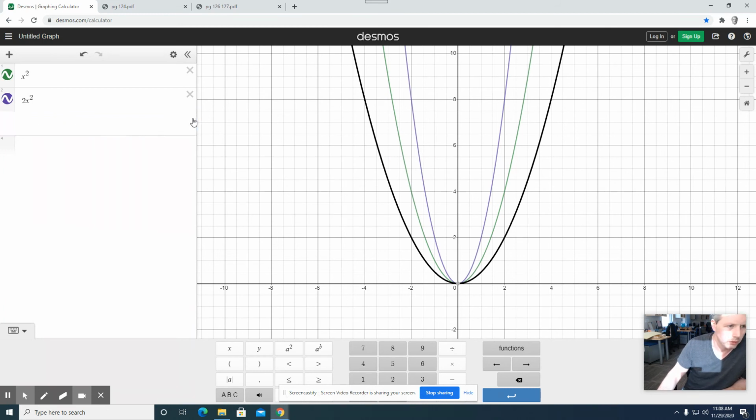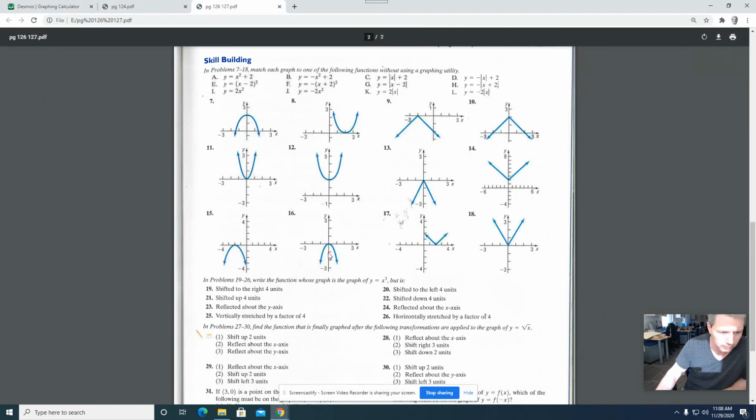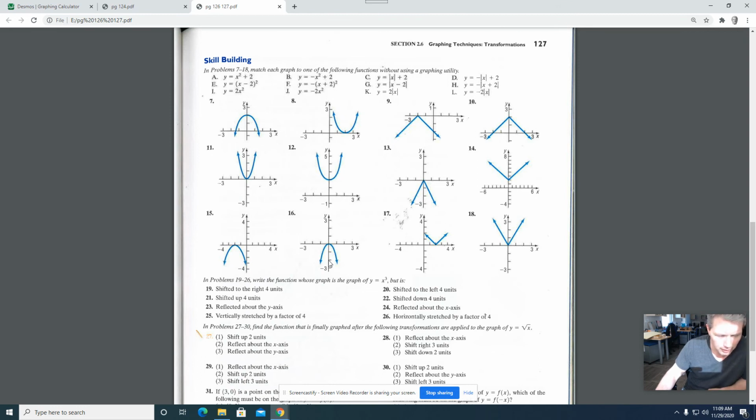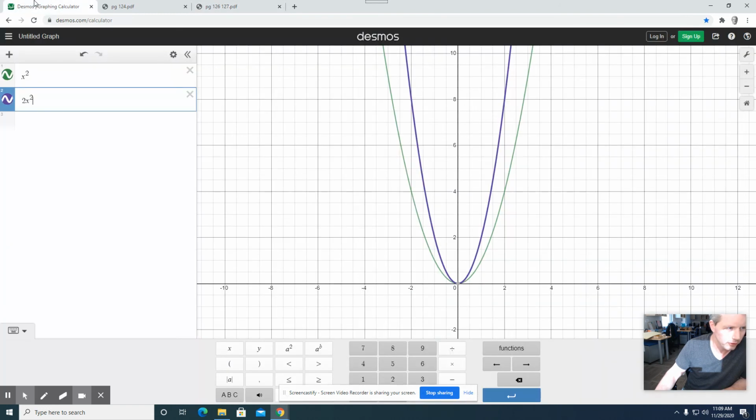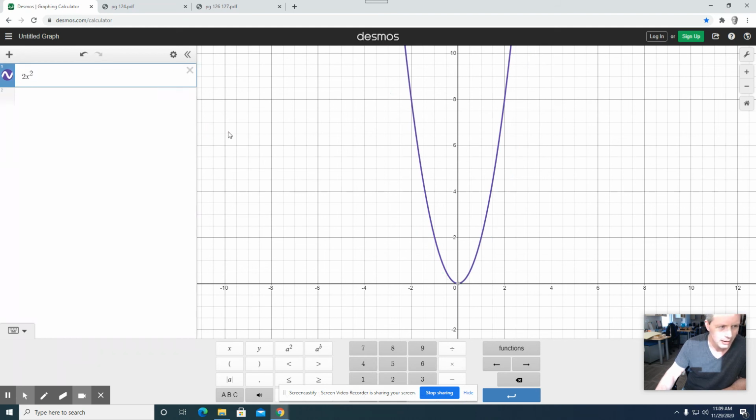Okay, so to go back to our problem, 2 things have happened. It has been stretched vertically. That is to say that this space here is narrowed. You can see, compare it to number 15, it is narrower. And so it has been multiplied by a constant greater than 1. And it has also been flipped over. And so to flip it over, I have to multiply the function by -1.